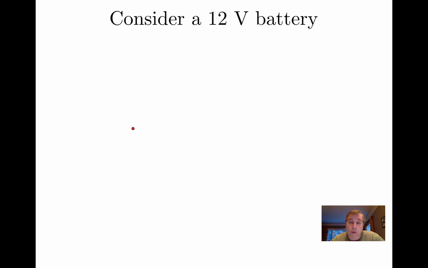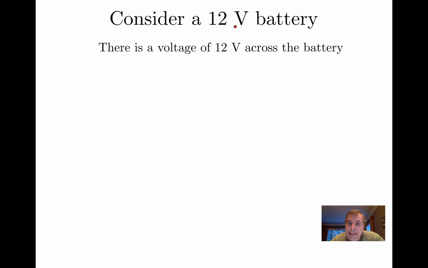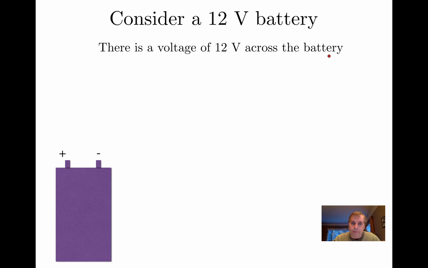So just a quick example. Let's say you have a 12 volts battery. Here you see this V stands for the units, volts. It's not an electric potential. You have a 12 volts battery. What does that mean? First of all, when we say that, 12 volts is actually a voltage. So it's a difference of electric potential across the battery.